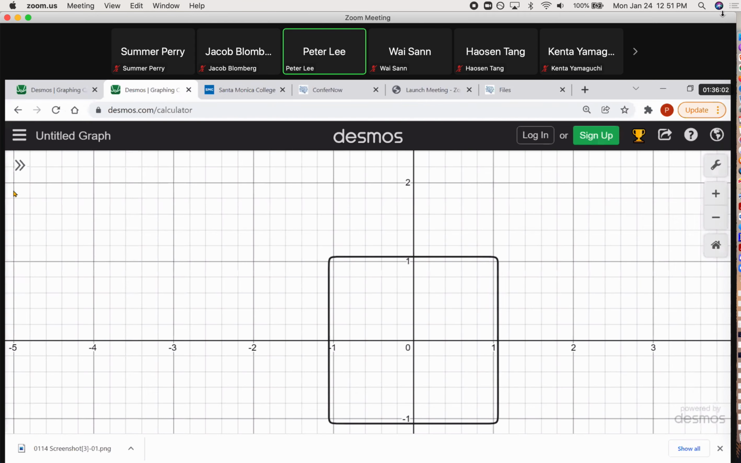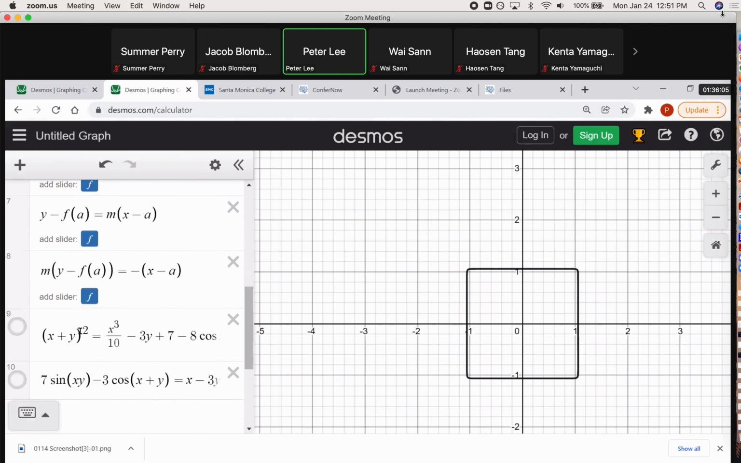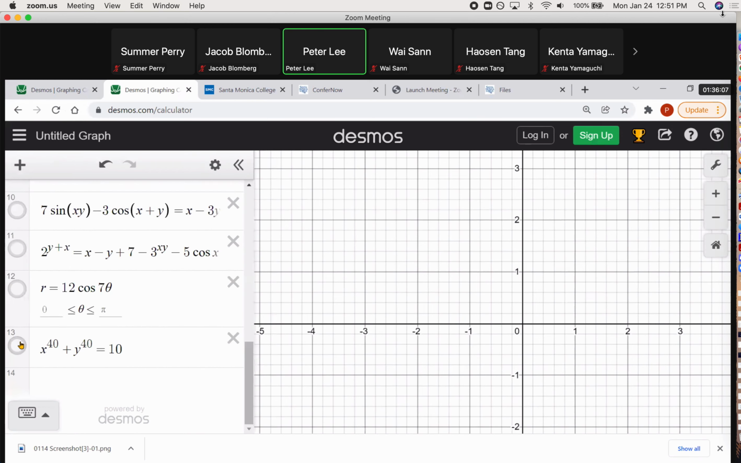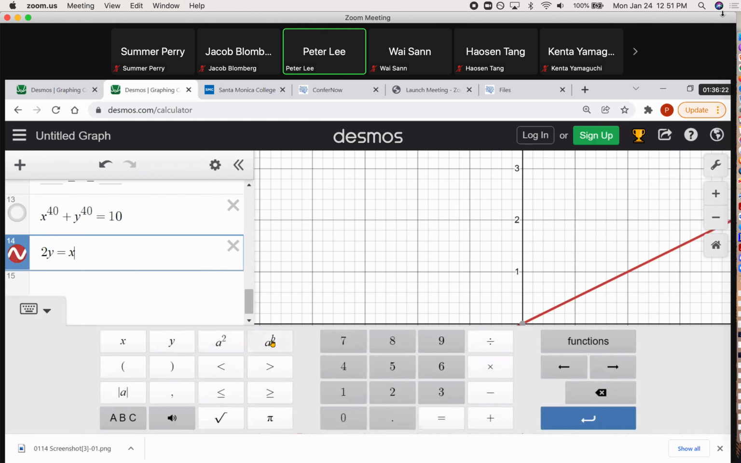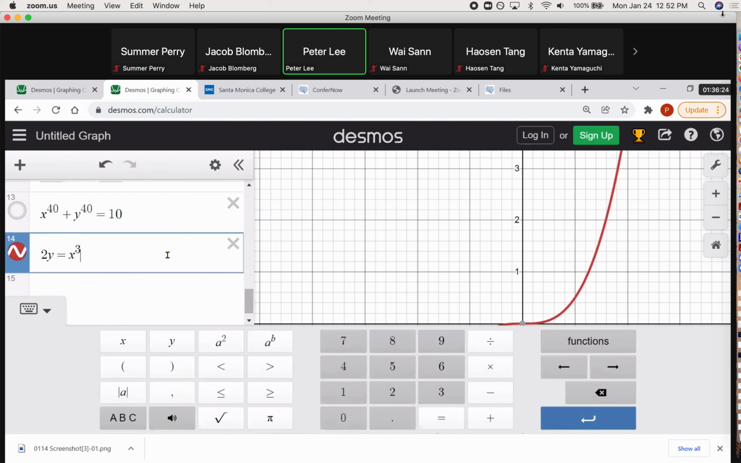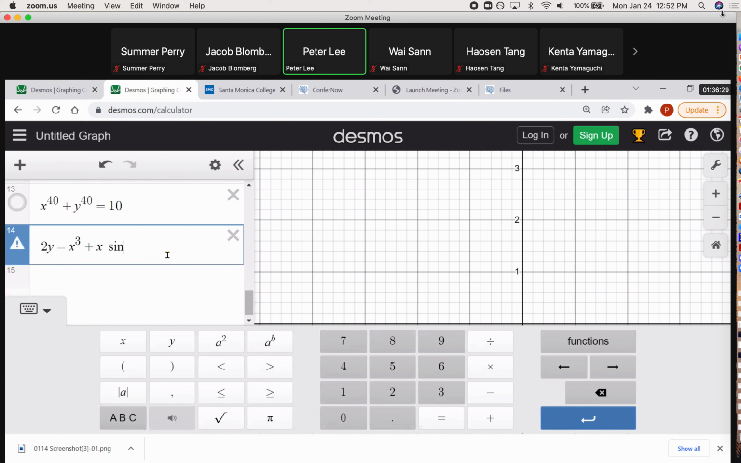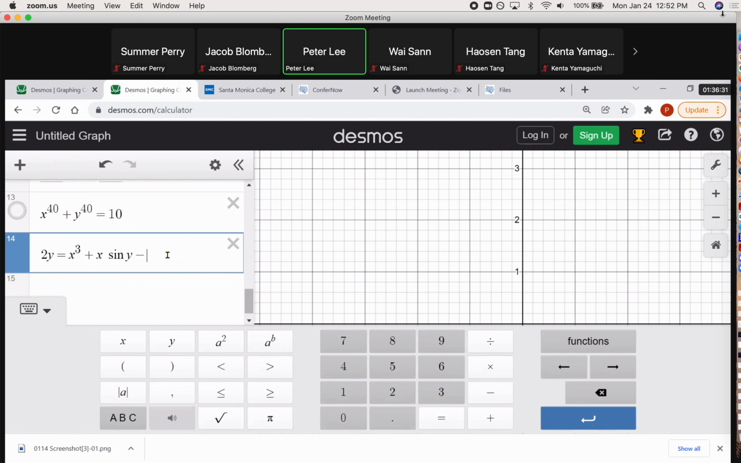Decimals here. Let me erase all that. Yes, this one here, number 14. What is the equation? The equation is 2y equal to x cubed plus x times sine of y minus 8. This is how the curve looks. There we go.